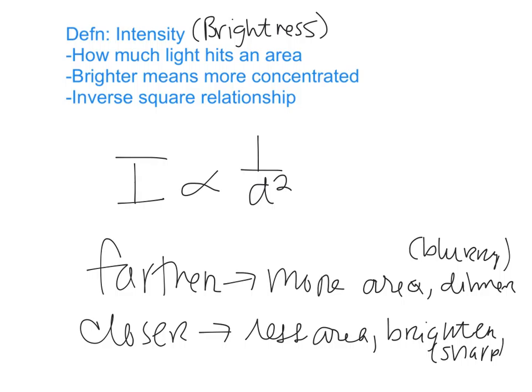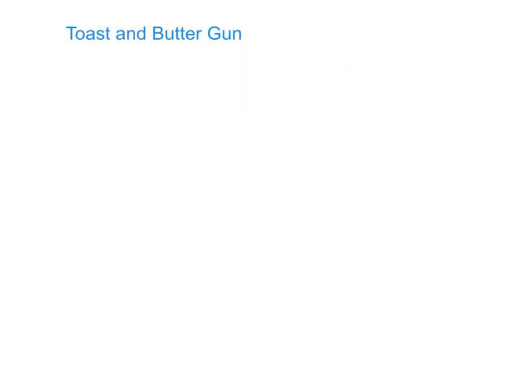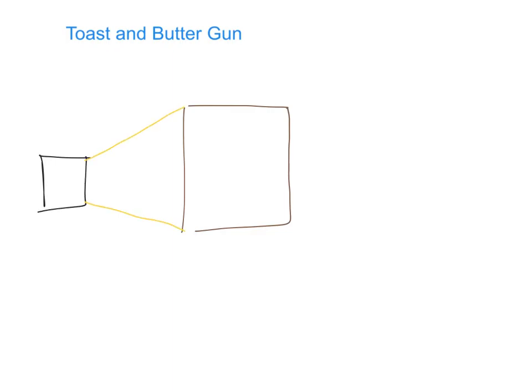And a very popular analogy for the intensity is toast and butter gun. So say we have a piece of toast, and you have a butter gun. And this is just something that a chef may have invented. Say they want to butter a whole bunch of toast at the same time, so they invent a butter gun. And what that butter gun does, it sprays butter all over the toast. So if the toast is a certain distance away, it's gonna get all this butter.